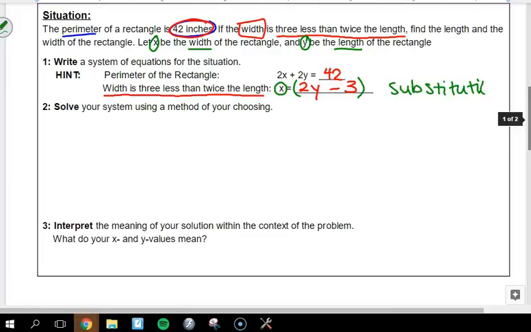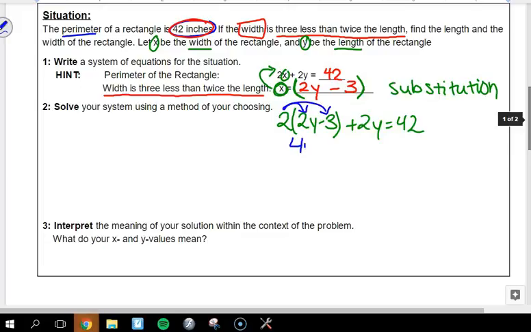So I'm going to use substitution to solve. We're going to put 2y minus 3 in for x because they're equal. So we're substituting it in. Instead of x, we're going to put 2y minus 3, and then we continue plus 2y equals 42. Solve by first distributing. We get 4y minus 6 plus 2y equals 42.